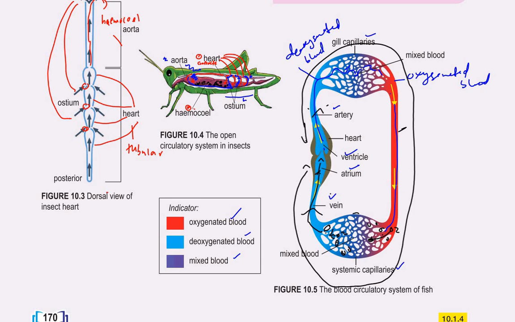So it is known as single closed circulatory system only in fish, and what is special is that the fish have gills capillaries. So whenever you see the word gills, you know that this is the fish circulatory system.